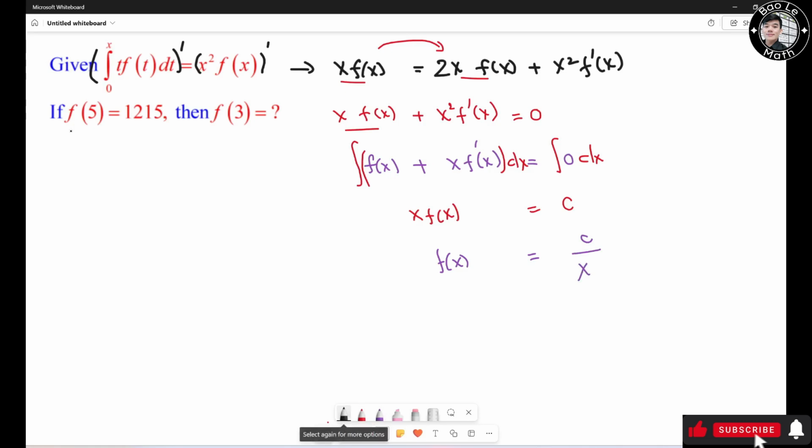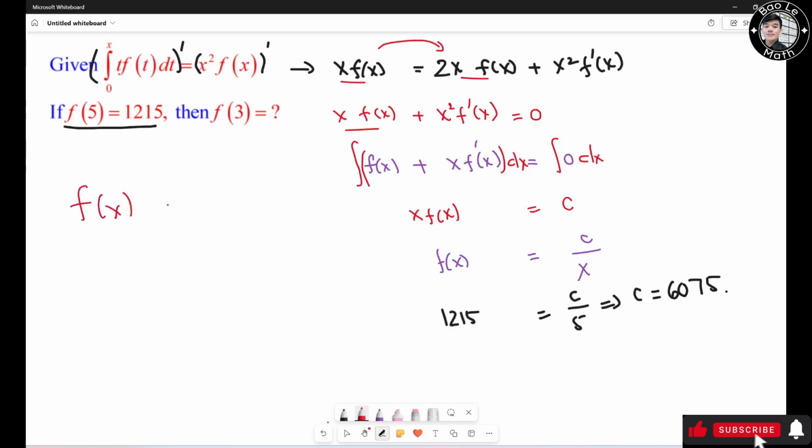Now I'm going to use the information right here. F of phi equals 12.15, right? To solve for c, so I have 12.15 equals c over phi, right? So I'm going to multiply both sides by phi. So c equals 12.15 multiplied by phi. It's going to be 60.75, right? So the function f of s can be written as 60.75 divided by s, right? Because I substitute this back over here.